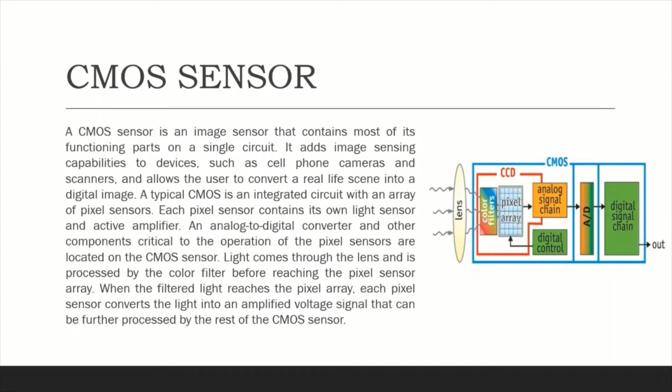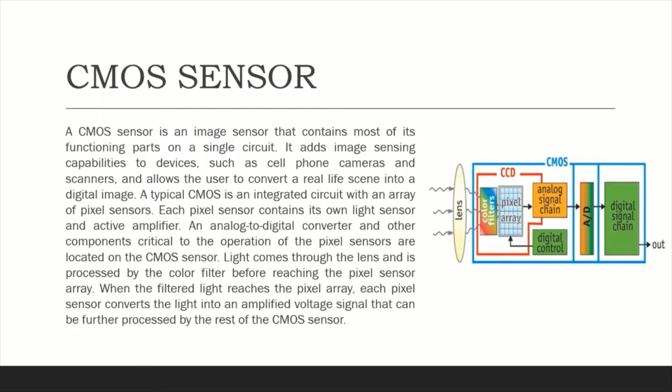Our second sensor is the CMOS sensor. A CMOS sensor is an image sensor that contains most of its functioning parts on a single circuit. It adds image sensing capabilities to devices such as cell phone cameras and scanners and allows the user to convert a real-life scan into a digital image.